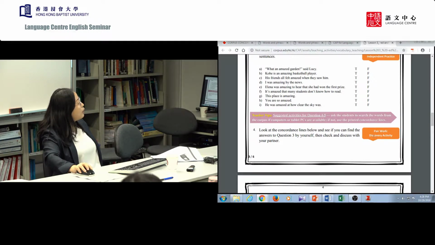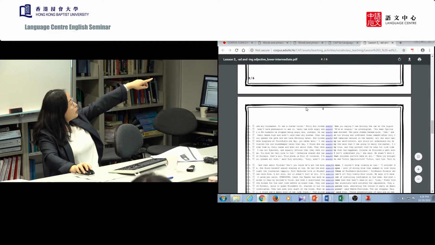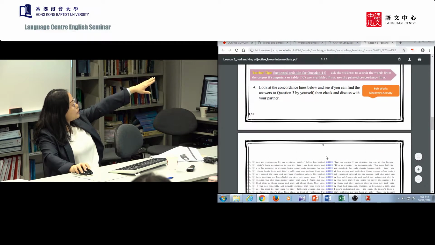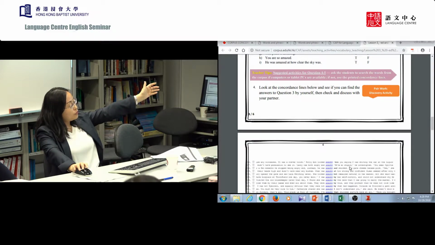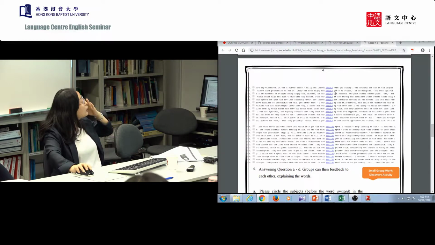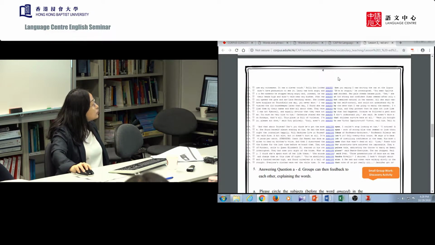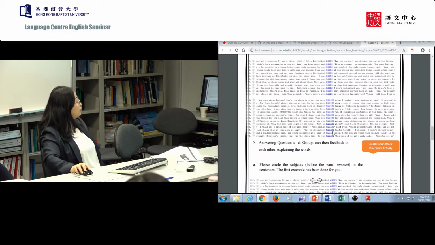Activity 4 is a pair work discovery activity. Look at the concordance lines and see if you can find the answers by yourself. At this time, we show students concordance lines. If students do not have a computer with them, you can just print some concordance lines. Here is amazed, and this is amazing, you see. We show them both concordance lines, with amazed and amazing.